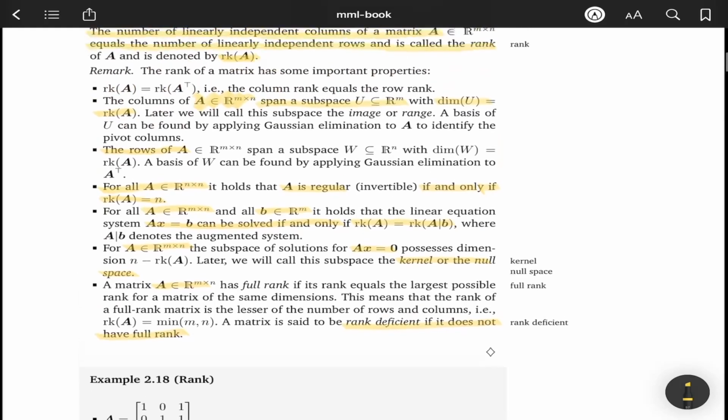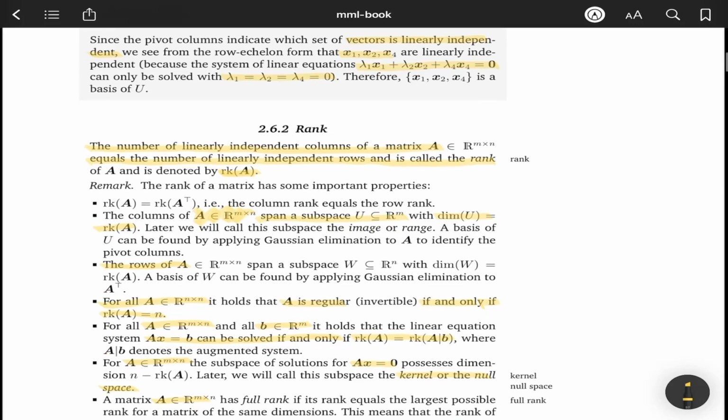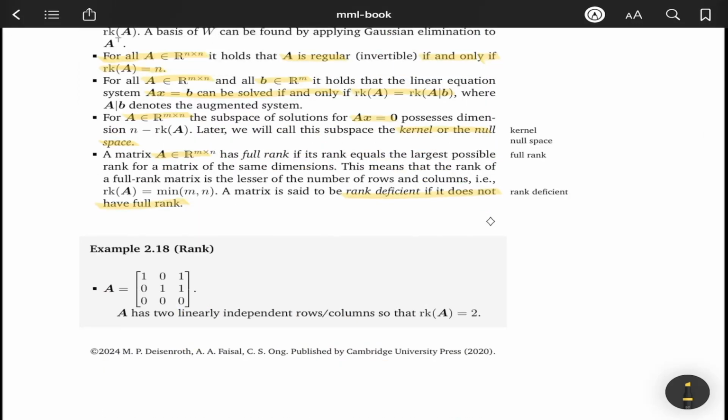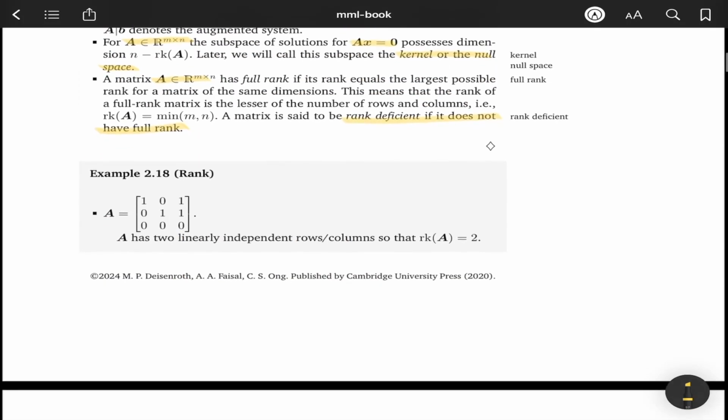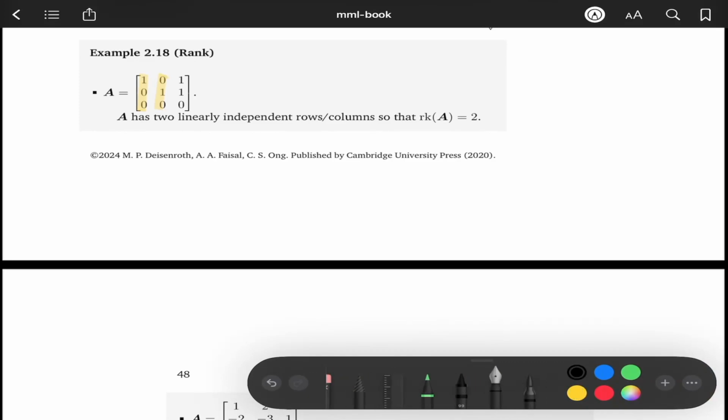But we said that a rank is the number of linearly independent columns or rows. Okay, I think I'm not understanding the last part. Let's do the example first. All right, so we start with a matrix. A has 2 linearly independent rows and columns, so the rank is 2. Okay, I can see this one independent and one independent. Let's write down A transpose.